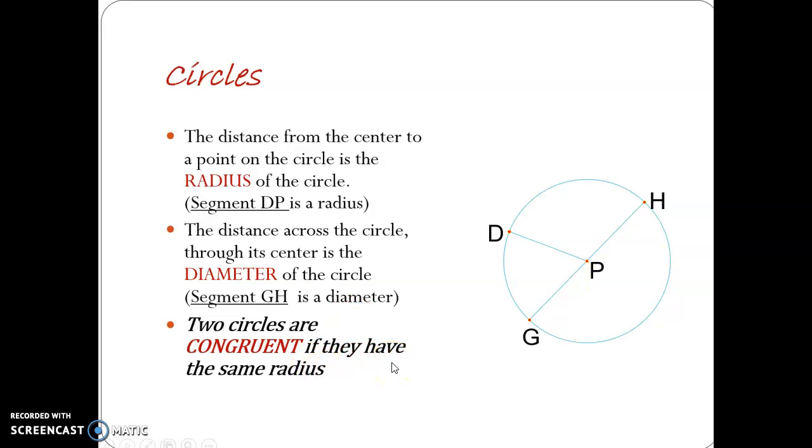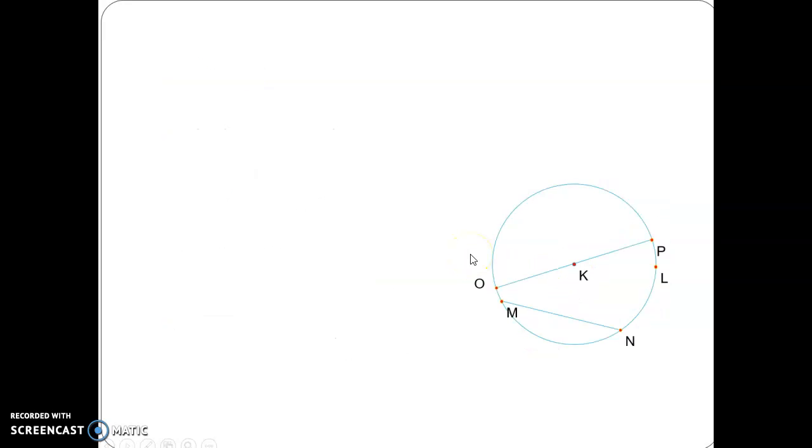Now, these two terms are ones that you guys are most familiar with. You guys have been working with radius and diameter a lot. Also, please keep in mind that the radius is half the length of the diameter. So if we have the diameter, we would just divide it by 2.